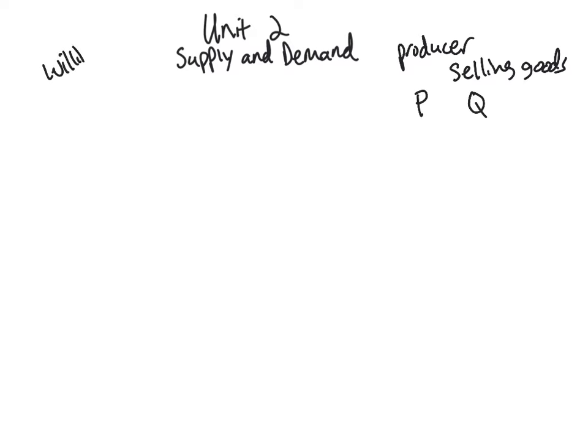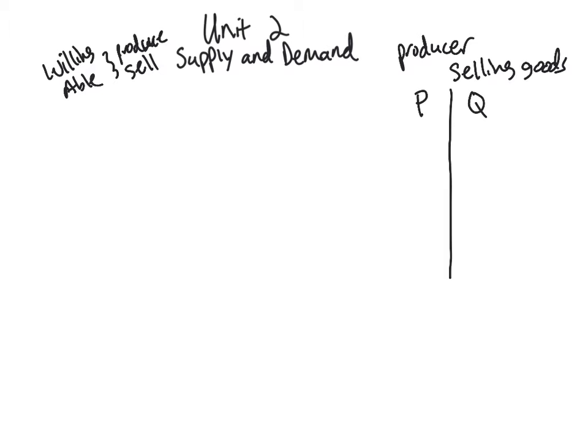So am I able to produce and sell some good? Am I willing and able to produce a good? Am I able to produce it? Am I able to sell it? What am I motivated to do when the price changes?